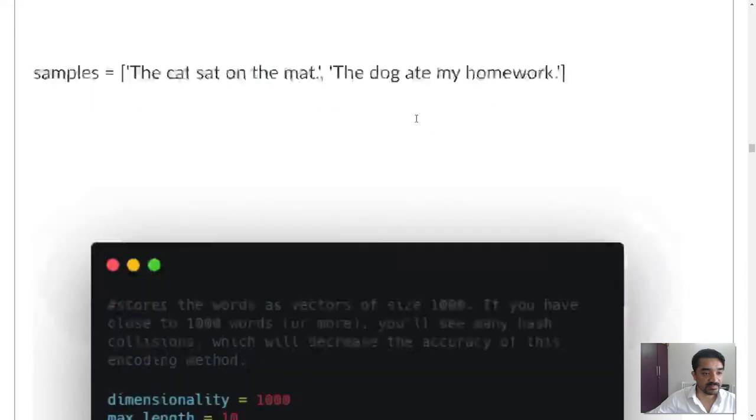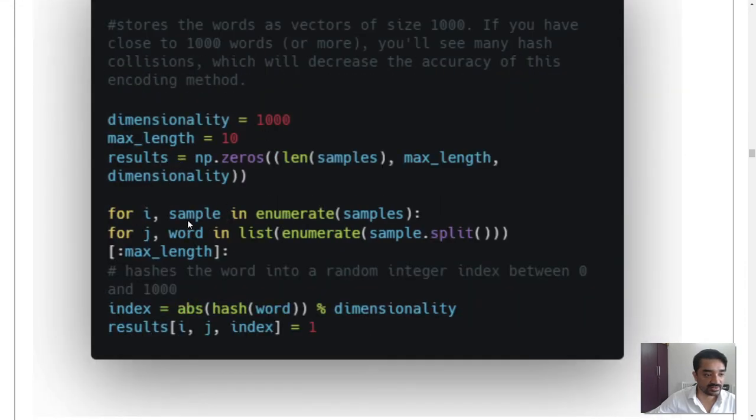So we have something like sample here, and again dimension ID 100. Here, if you see, what we're doing is a hash word.